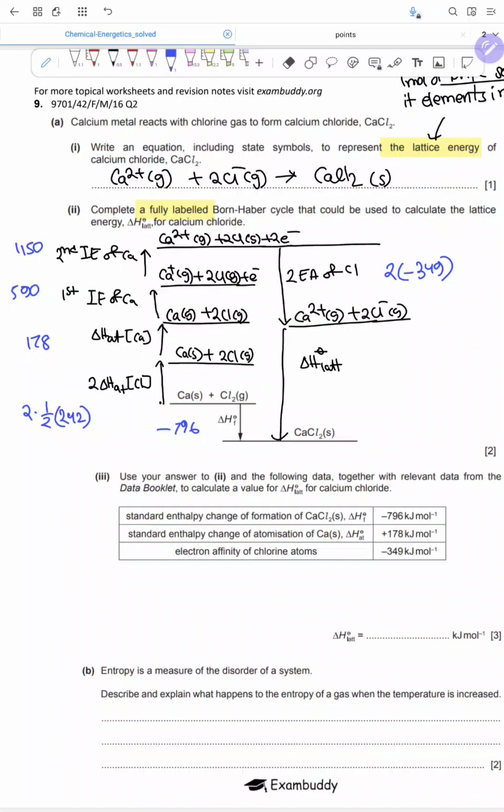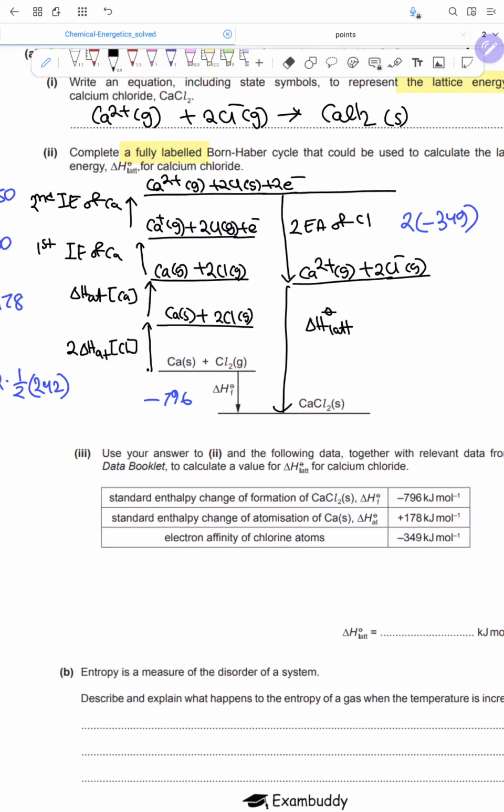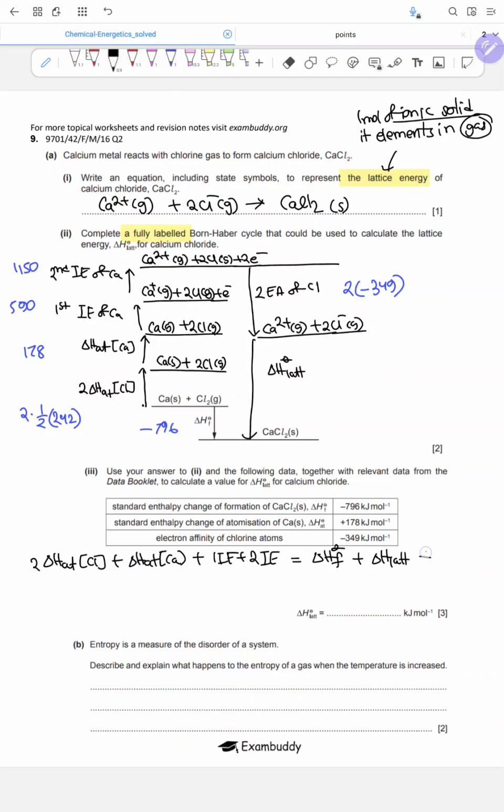To find the value for lattice enthalpy, I want you to write the values, because there's a catch over here. You need to write what's happening in the equation. That will help the teacher for marking, right? So I'll just write the ones that are going up and the ones that are coming down. So it's 2 atomization of chlorine plus atomization of calcium plus first ionization energy, second ionization energy is equal to enthalpy change of formation, and enthalpy change of formation plus enthalpy change of lattice and 2EA.